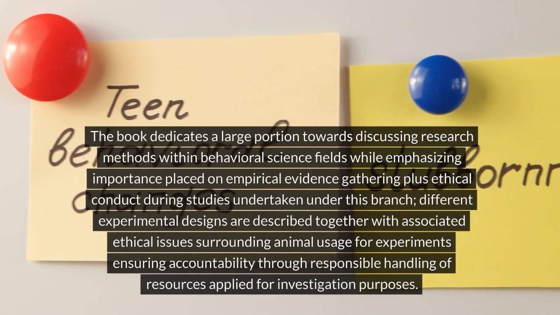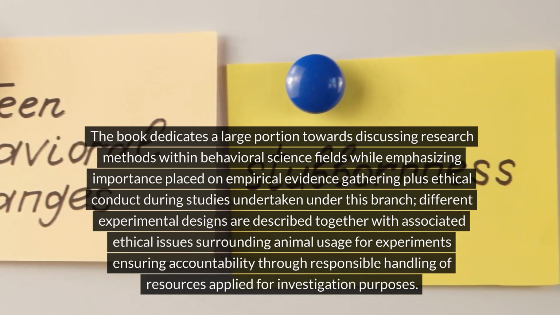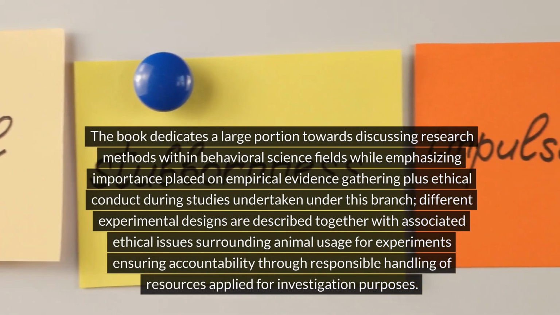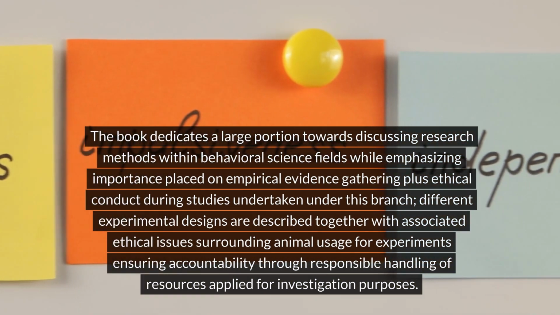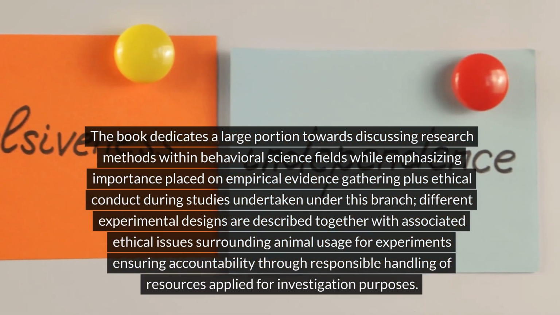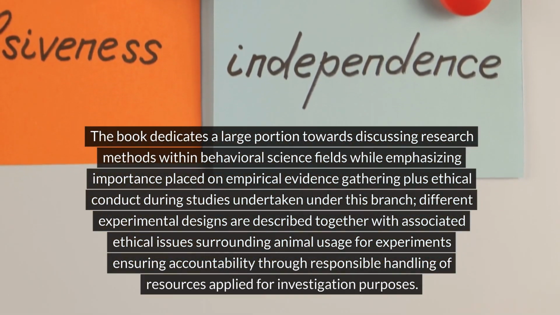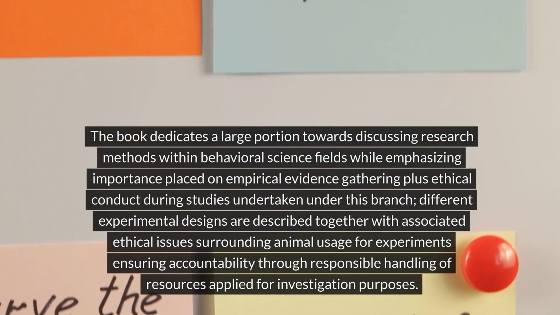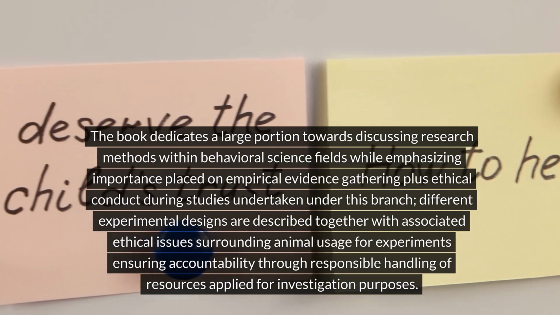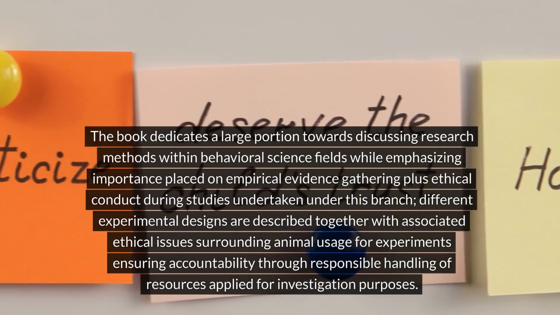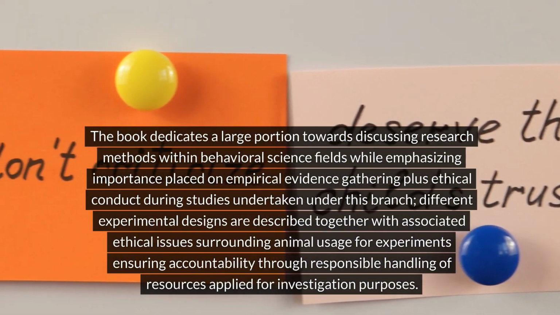The book dedicates a large portion towards discussing research methods within behavioral science fields while emphasizing the importance placed on empirical evidence gathering plus ethical conduct during studies undertaken under this branch. Different experimental designs are described together with associated ethical issues surrounding animal usage for experiments, ensuring accountability through responsible handling of resources applied for investigation purposes.